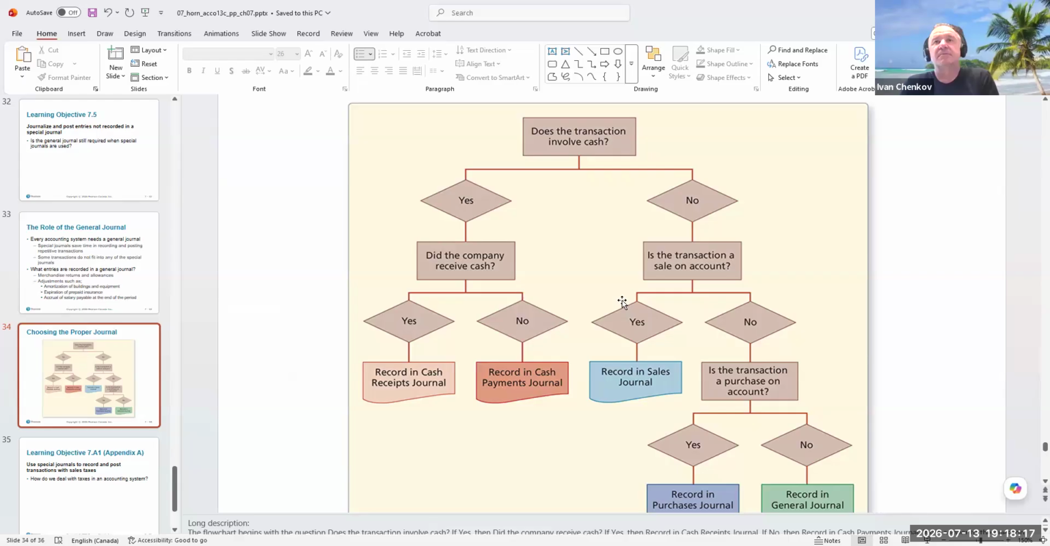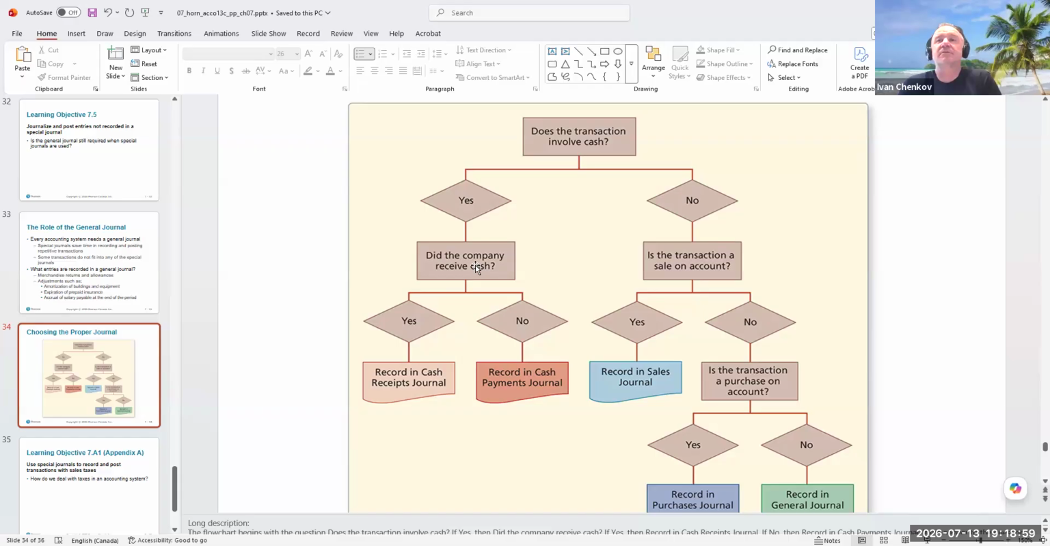How can we follow the cash? The first question that we have to answer is, does the transaction involve cash? If the answer is yes, then we move to this part. Did the company receive cash? If the answer is yes, the company received cash, then where are we going? Cash receipts journal. Did the company receive cash? No, the company didn't receive cash, but cash is involved, so that means the company paid the cash. Then we're going to record it in the cash payments journal. Those are the options that we have if cash is involved.